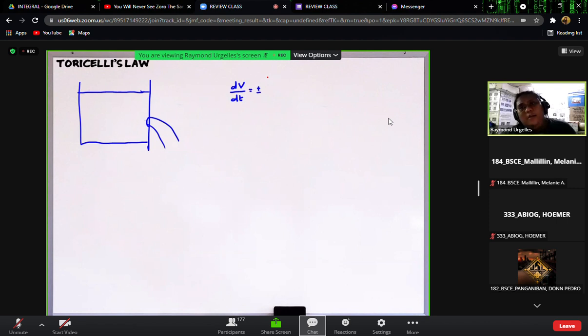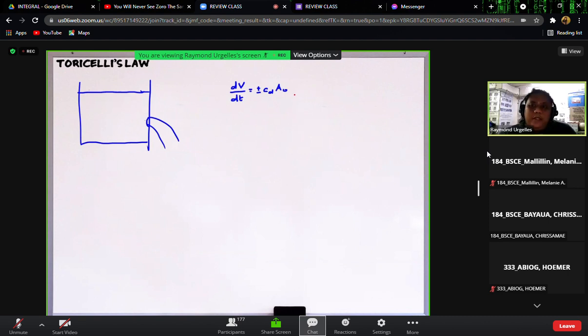So we have the coefficient of discharge, C sub D, multiplied by, I think this is area of the orifice. So yung area ng butas. Then this is multiplied by square root of 2GH. So again, ito yung direct formula natin para sa Torricelli's law.